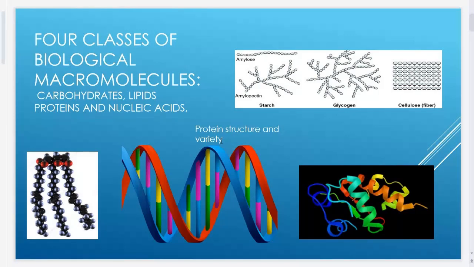This concept of organization actually centers around the fact that the traits of biological structures are determined by their components. Biological macromolecules are large organic molecules made of repeating subunits. There are four types of biological macromolecules that all living things possess. These are carbohydrates, lipids, proteins, and nucleic acids.